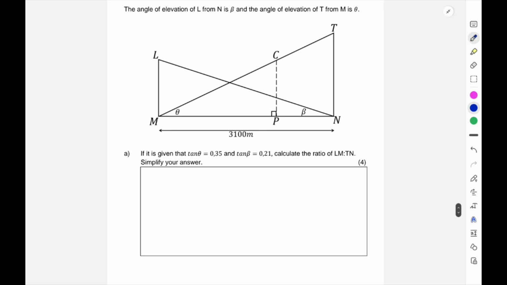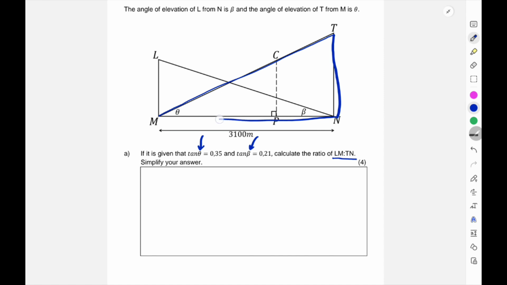They say to you, if it is given that tan theta is 0.35 and tan beta is 0.21, so they give you the trigonometric ratios. So are you with me to say that we can find theta and we can find beta? By pressing shift tan 0.35 in our calculator, we can find the angle size for theta, and shift tan 0.21, and we can find the angle size beta. But now they say to you, calculate the ratio of LM to TN and simplify your answer. Okay, let's start.